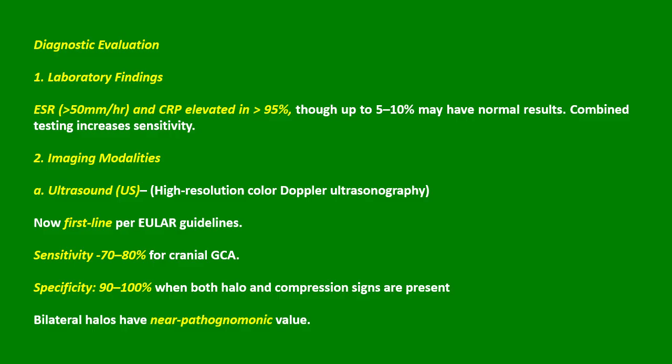Diagnosis. Lab findings: ESR more than 50 millimeters per hour and CRP is elevated in more than 95%, though up to 5 to 10% may have normal results. Combined testing increases sensitivity. Imaging modalities: ultrasound. This is now the first line per EULAR guidelines. Sensitivity is 70 to 80% for cranial GCA. Specificity is 90 to 100% when both halo and compression signs are present. Bilateral halos have near pathognomonic value.